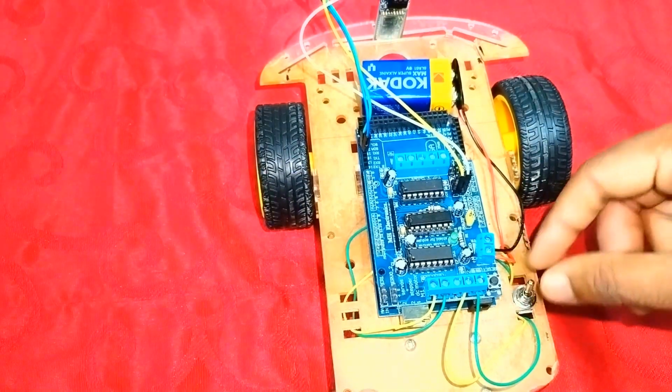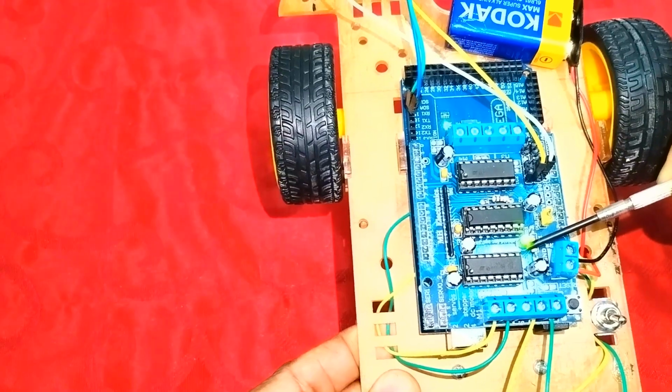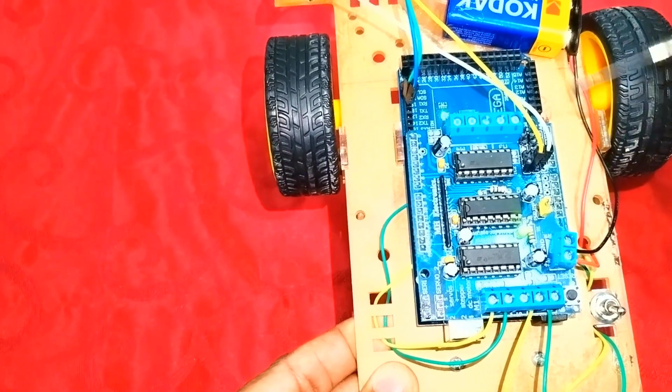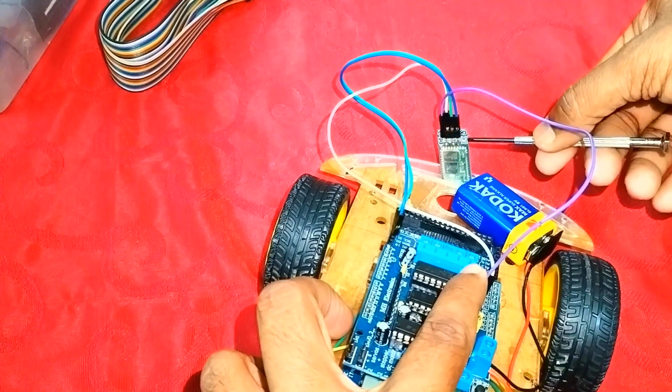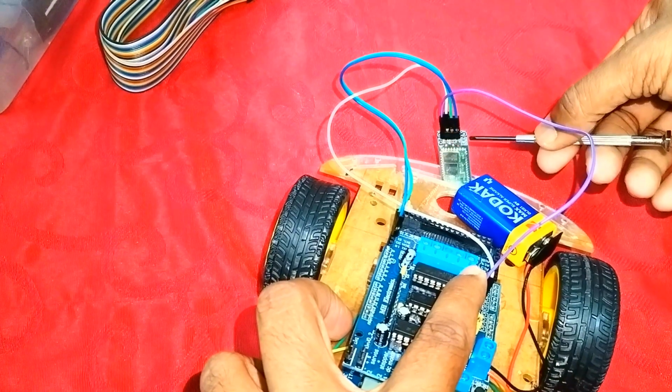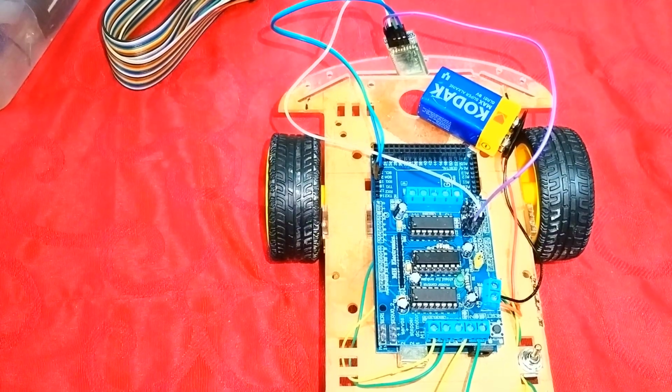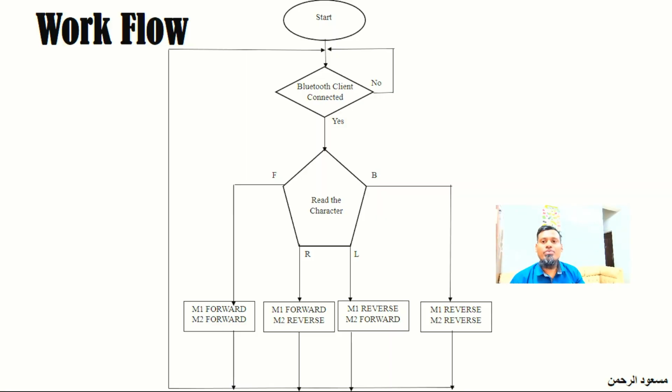If you switch on, you can see the power on indicator LED for the driver board, and this is the power on indicator for the Mega board. The power on indicator LED for Bluetooth is working. Now we will go into the coding section. So far we have finished the connections according to the circuit diagram.